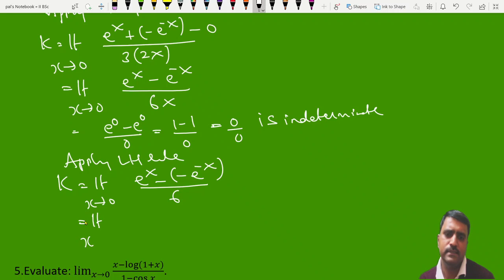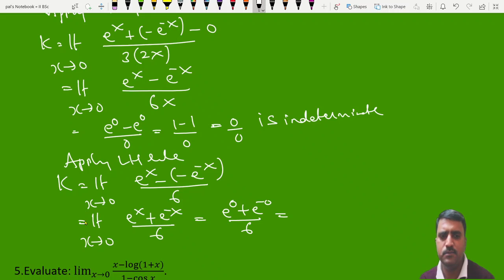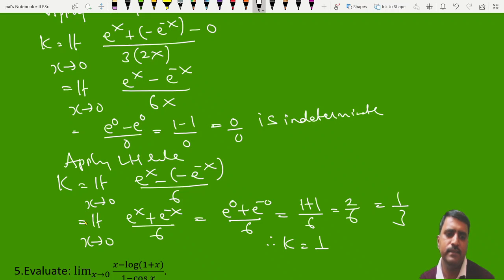Which is equal to limit x tends to 0 of e power x plus e power minus x by 6. If we apply the limit to this, e power 0 plus e power minus 0 by 6, which is equal to, e power 0 means 1, e power minus 0 is also 1, by 6, which is equal to 2 by 6, is equal to 1 by 3. So therefore the limit value k is equal to 1 by 3. So like this we can evaluate the limits.